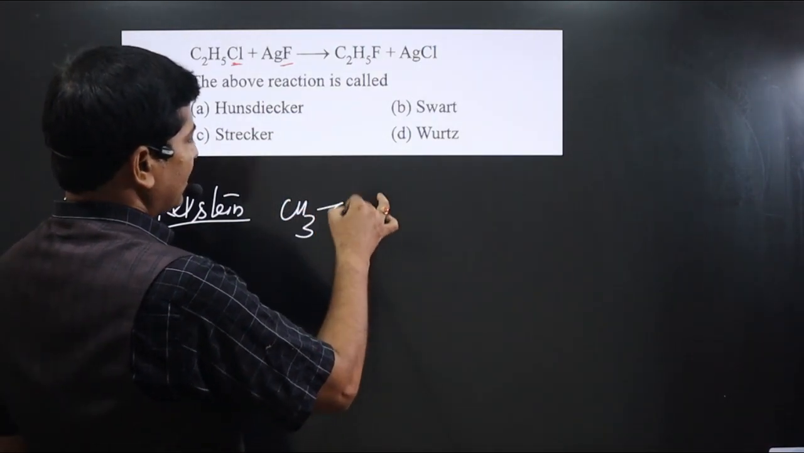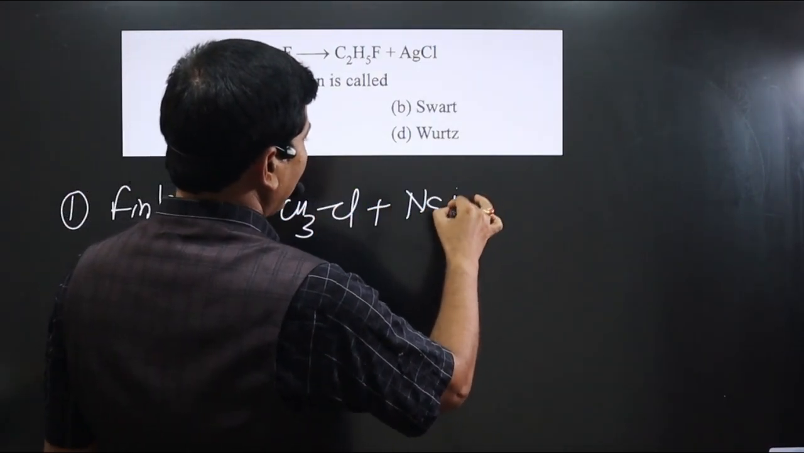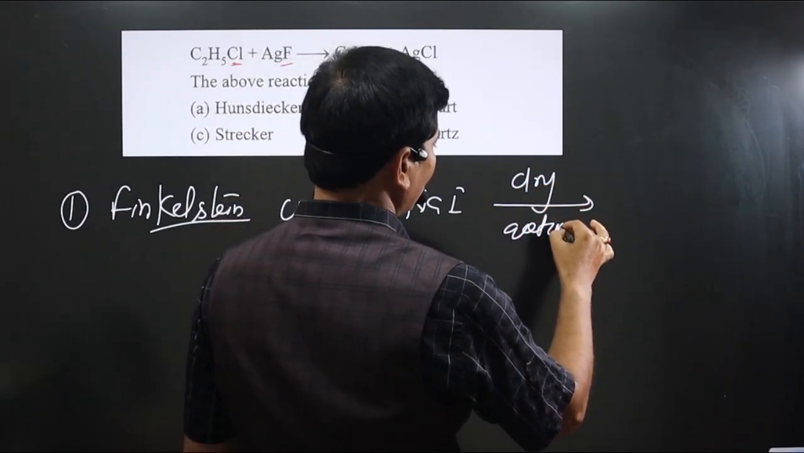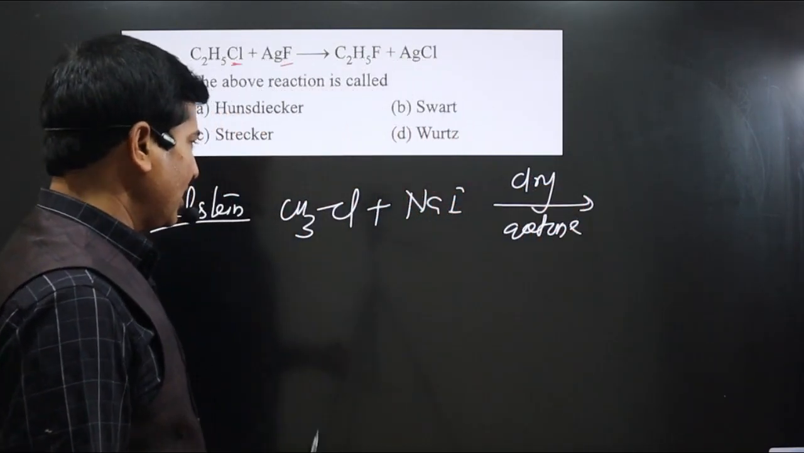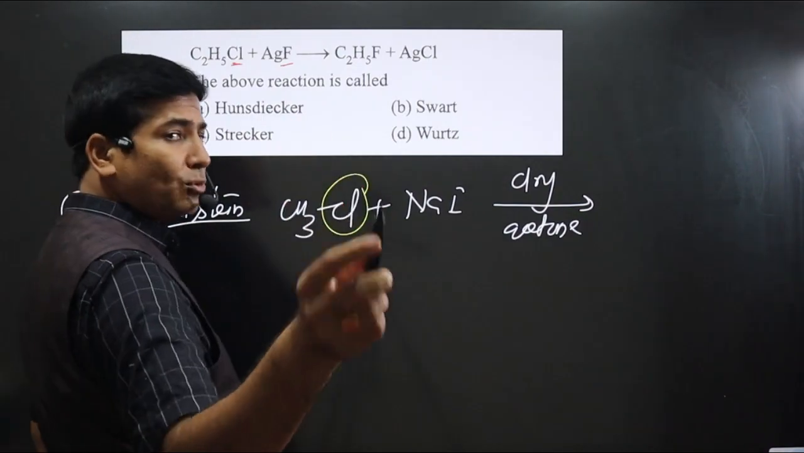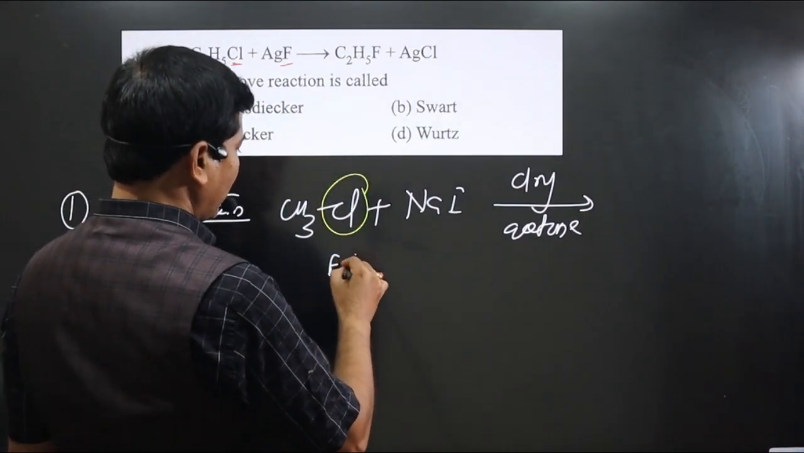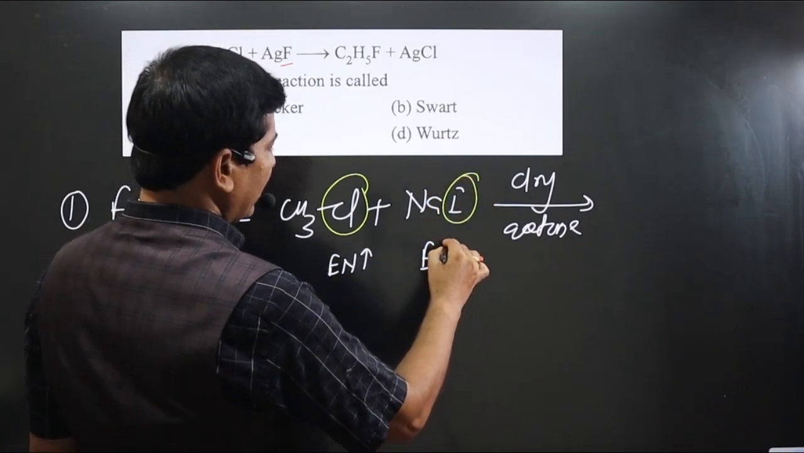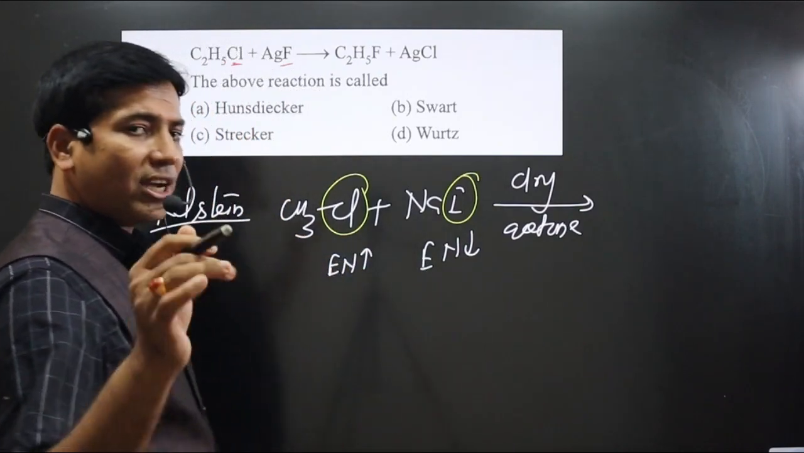We have CH3Cl, and it is reacting with NaI, and in this case we use dry acetone as a solvent. Now in this case you can see the halogen attached to the alkyl group will be more electronegative. This is the condition, and the iodine attached to the metal should be less electronegative. Then halogen exchange can take place.